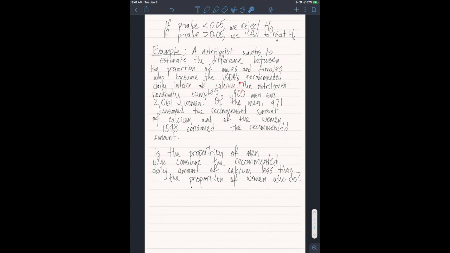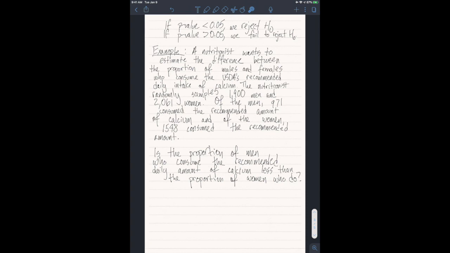We don't really care about anything before this point, right? The nutritionist randomly samples 1,900 men, 2,061 women. Of the men, 971 ended up getting the right amount of calcium in the day, and of the women, 1,548 consumed the recommended amount. Okay, all right.